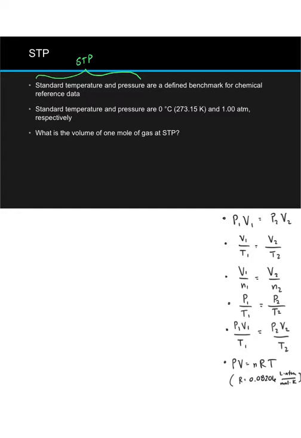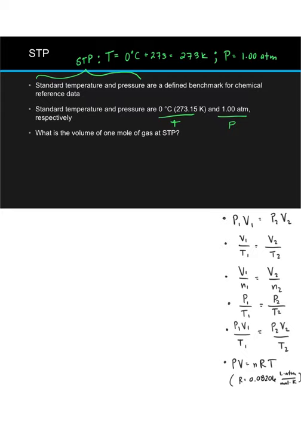Whenever we see STP, or standard temperature and pressure, that should tell us that the temperature is presumed to be 0 degrees Celsius. And because all of our gas laws are predicated upon Kelvin temperature, that's equivalent to 273 K. And furthermore, the pressure should be presumed to be 1 atmosphere. Standard pressure is atmospheric pressure under normal conditions. 1 atmosphere. Reiterated down here.